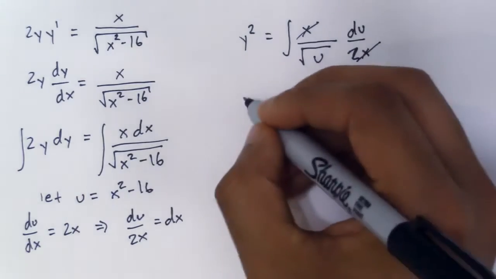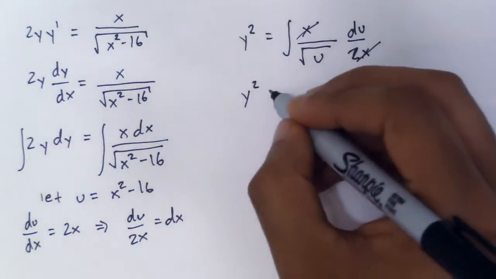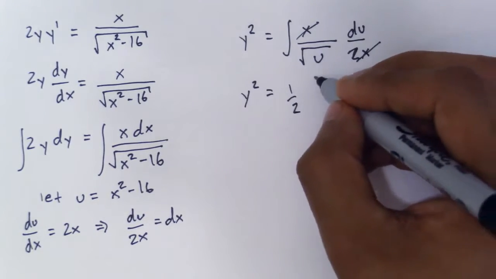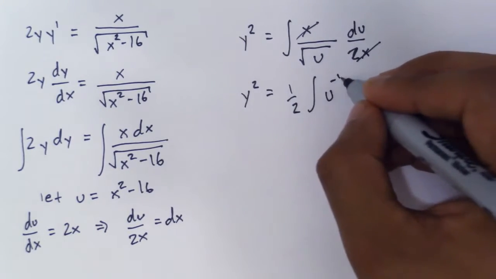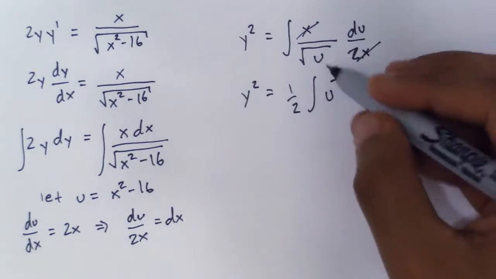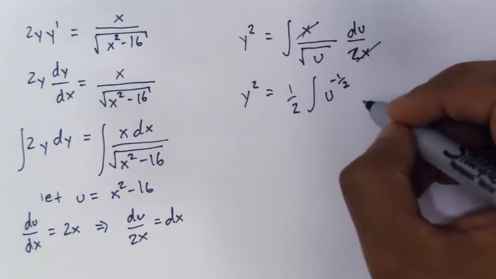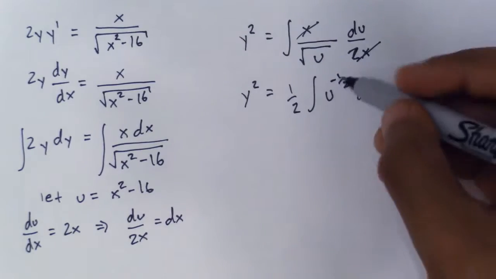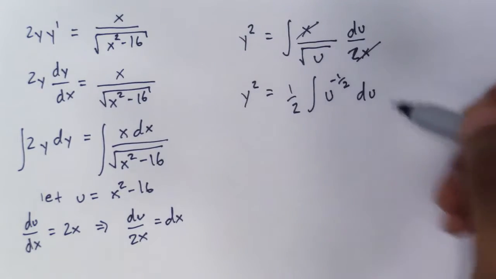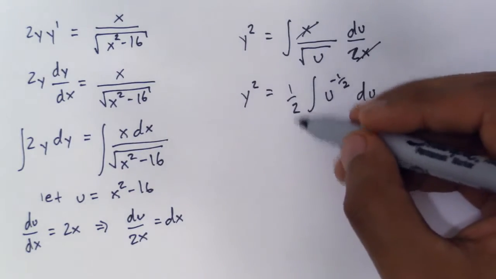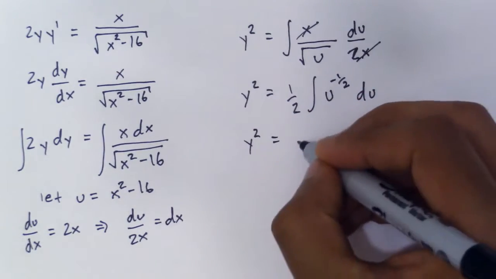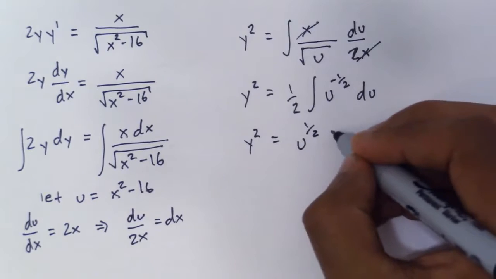So now what we have is y squared equals 1/2 times the integral of u to the 1/2 du. I've just moved the exponent upstairs, it's the same thing. And now we add 1 to the exponent, which gives 3/2, and divide by the new exponent. So we get y squared equals u to the 1/2 plus c.